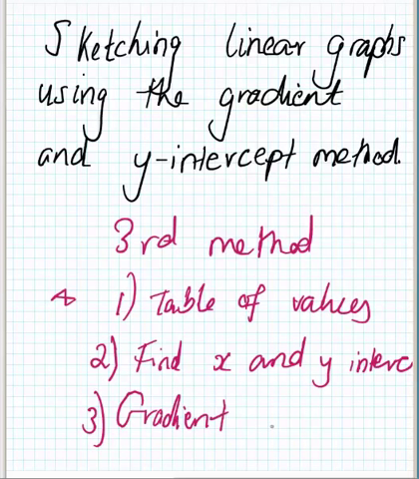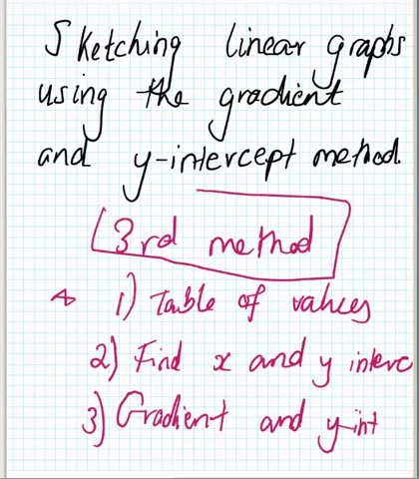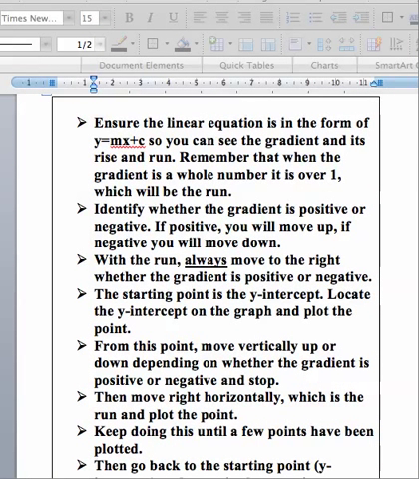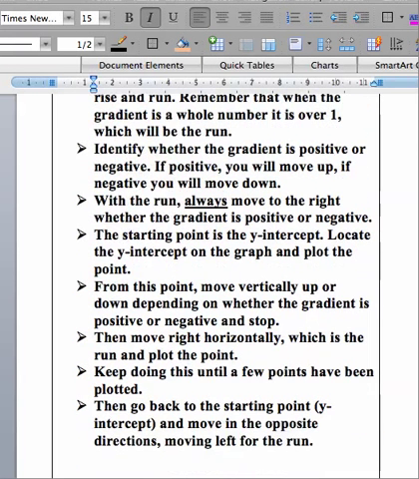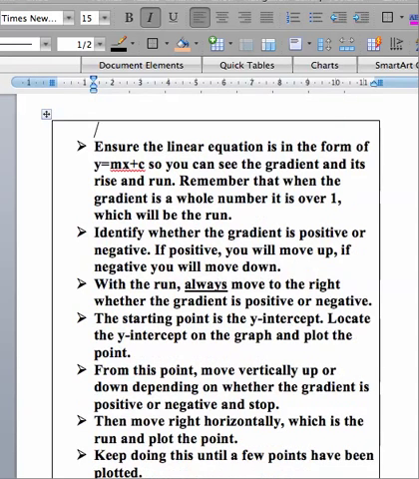So, using the gradient and the y-intercept to draw the graph. After this session, you should be able to draw a linear graph using these three methods with no problem. So let's go ahead. Now we're going to be following some steps. With each step, maybe write it down. You can summarize it in your own words, but I'll be following these steps just to make sure we cover everything and it's clear on how to use this method.